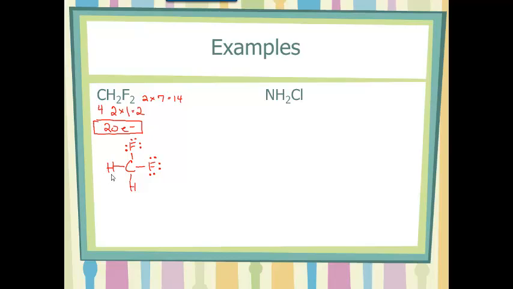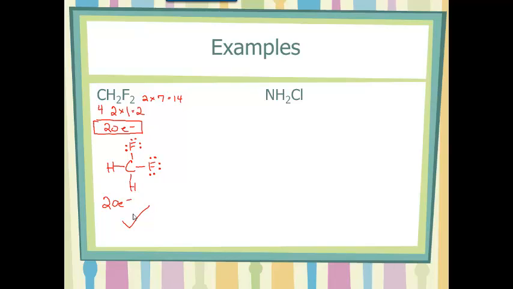Don't forget to check the octet around your central atom. Carbon needs 8, and there are 4 single bonds around carbon, which is 8 electrons. So I think this seems good. Now the last thing I need to do is count and check. I need 20 electrons, remember, in this diagram. So I'm going to count them. 1, 2, 3, 4, 5, 6, 7, 8, 9, 10, 11, 12, 13, 14, 15, 16, 17, 18, 19, 20. So with the single bonds, I do have 20 electrons. So I think this is a really good valence electron diagram, or Lewis diagram, for CH2F2.